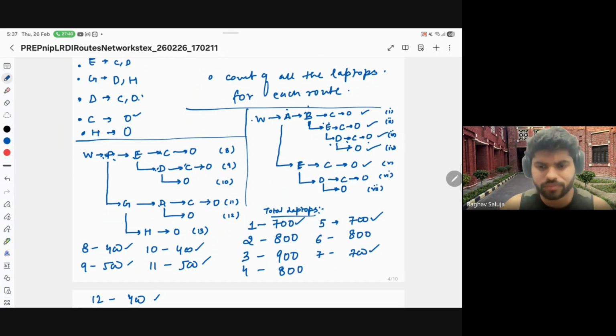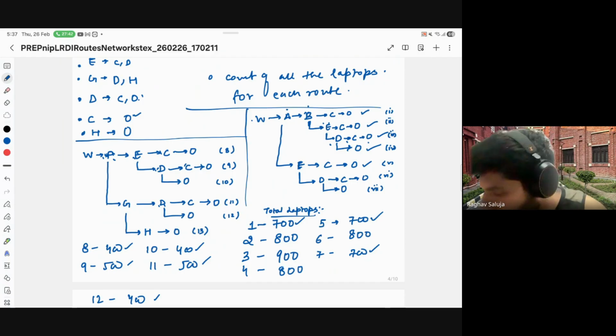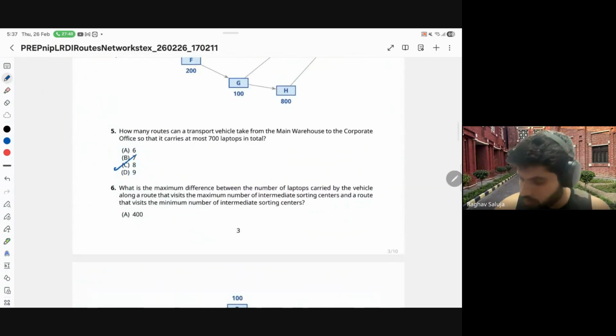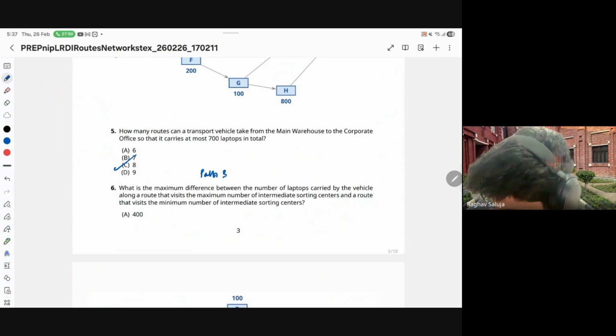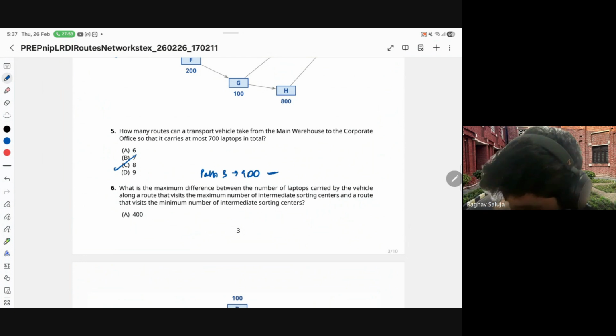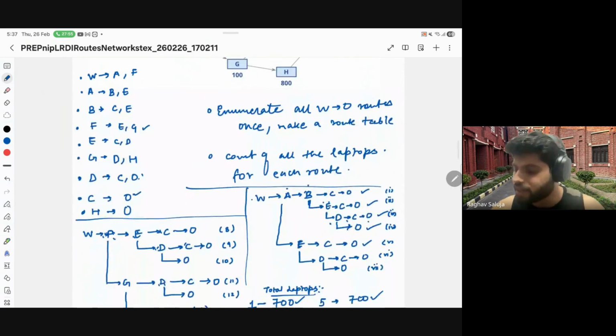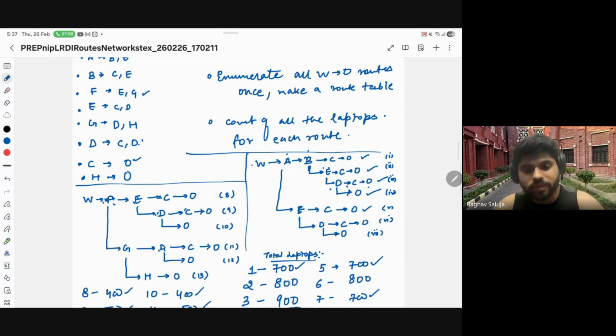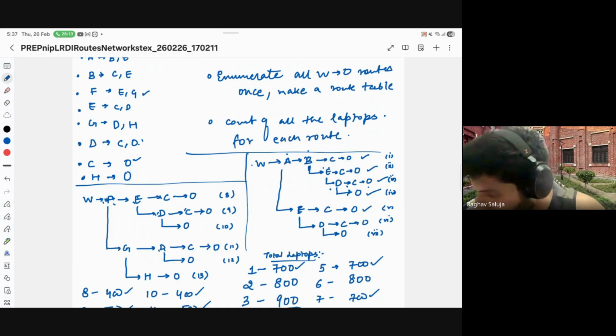How many are the minimum? The number of laptops in path 3 is 900. So this is path 3, 900 minus the minimum number of intermediate sorting centers. Now, what is the minimum number of intermediate sorting centers? Till now, I found 3. I didn't find a path with 2. So I found the minimum is 3. So now let's do one thing, count the ones with 3. Which ones have 3? Path 1 has 3.